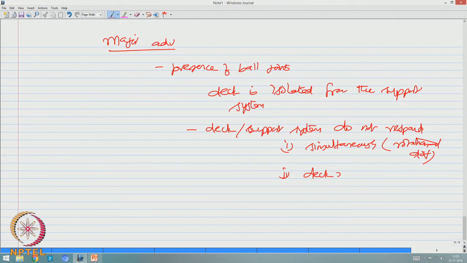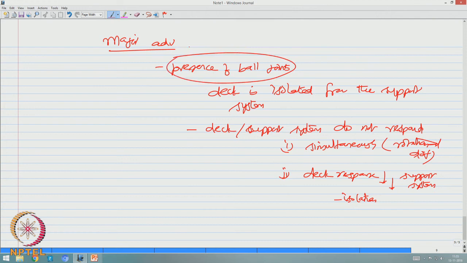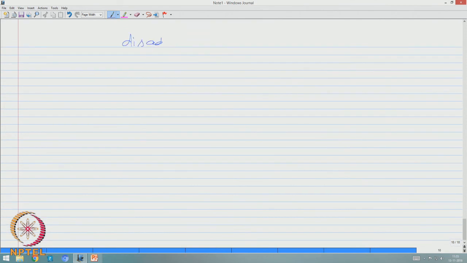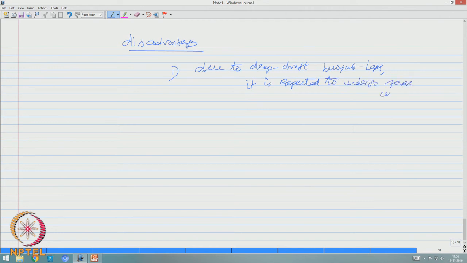Also, deck response is expected to be lower compared to the supports because of isolation. So, some of the classical advantages are derived because of the presence of the ball joint alone. It derives one important disadvantage which was also present in spar, actually due to deep draft buoyant legs. It is expected to undergo severe corrosion. So, that can be a very severe demerit which is unusual in case of deep water platforms.